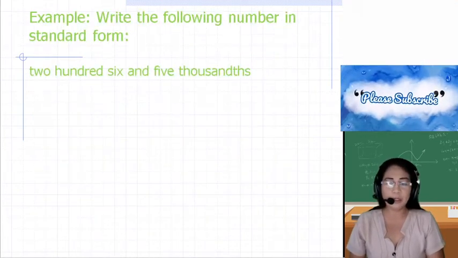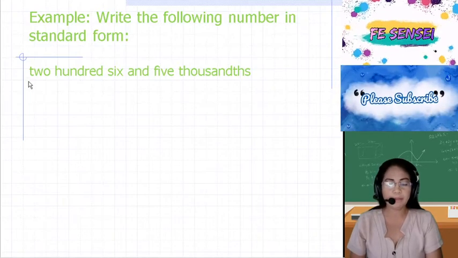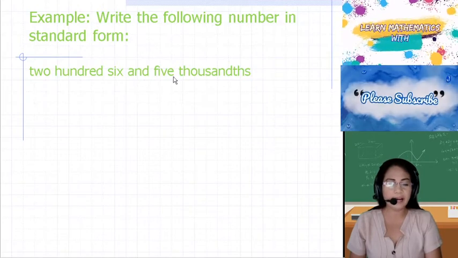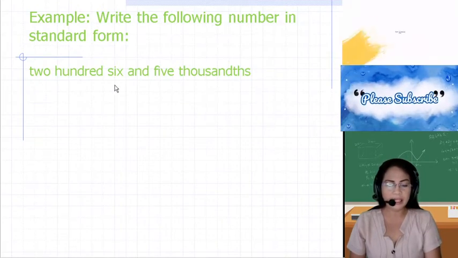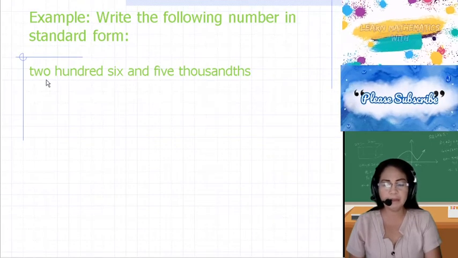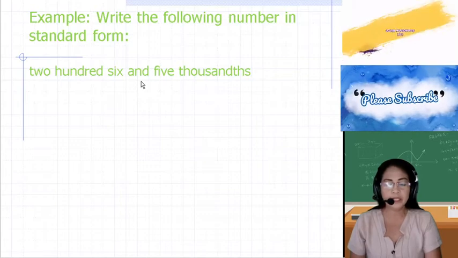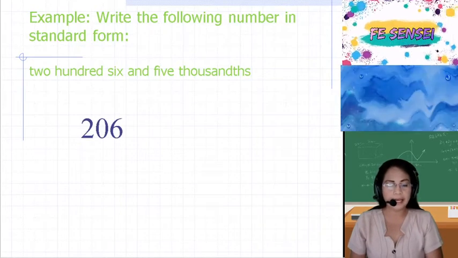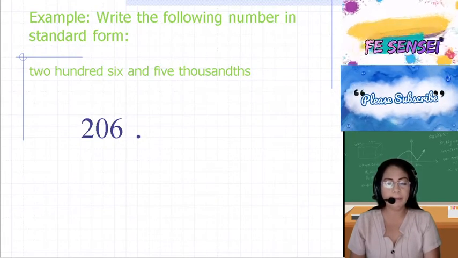Write the following number in standard form. So this is the number 206 and 5 thousandths. Read or write everything before the decimal, or the word "and". So that's 206. Then replace "and" with a decimal point.